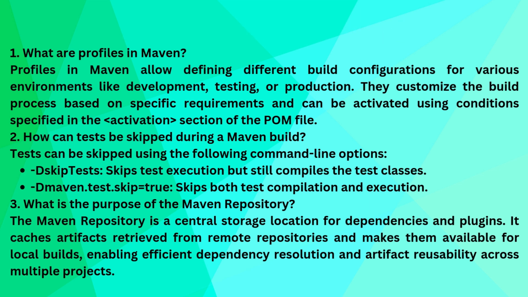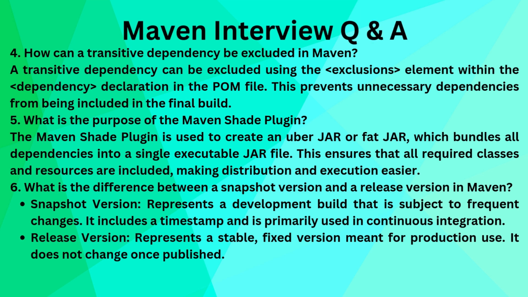How can a transitive dependency be excluded in Maven? A transitive dependency can be excluded using the exclusions element within the dependency declaration in the POM file. This prevents unnecessary dependencies from being included in the final build.